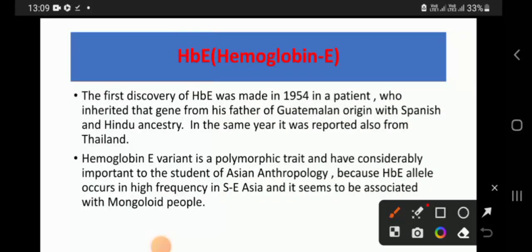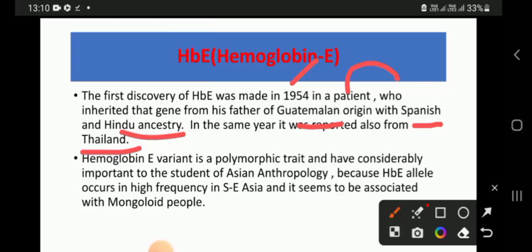It was first identified in 1954 in a patient, and this patient inherited that gene from his father. His father was of Guatemalan origin with Spanish and Hindu ancestry. In the same year, 1954, another case was identified in Thailand.